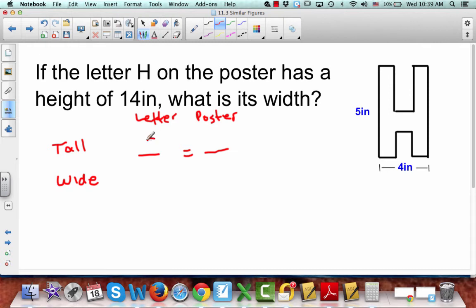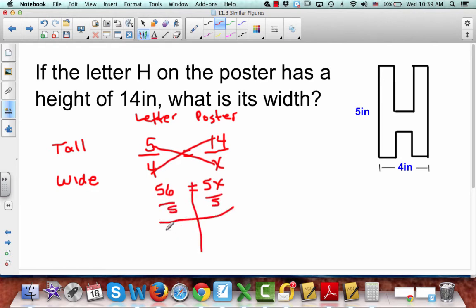Alright, did you put down 5 for how tall it was and 4 for how wide it was? Good. And did you put 14 here for how tall it was on the poster? And then X for how wide it is. And then we go 4 times 14 is 56. 5 times X is 5X. Divide by 5. And that gives you 11.2 equals X. So it would be 11.2 inches wide. Very good.